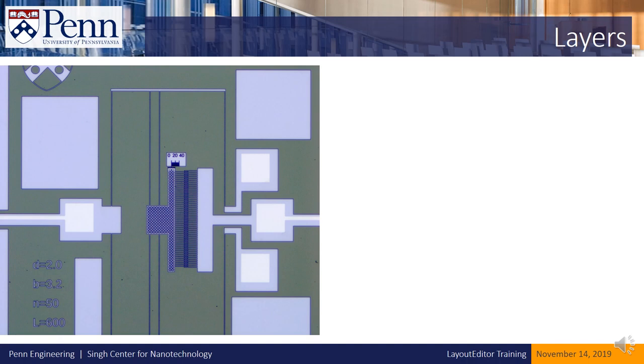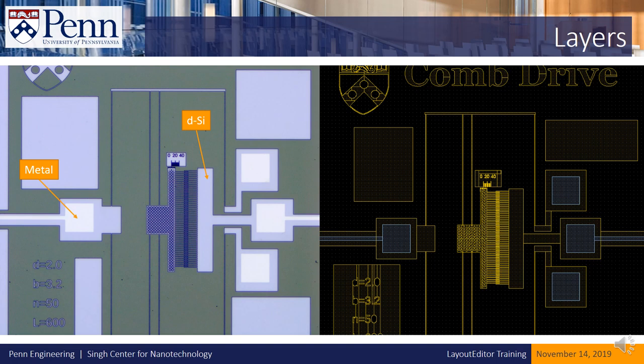The next concept is this concept of a layer. To understand layers, let's look at a real example. This is a device made at the QNF using the design from the previous slide. First, this white-looking material is some metal, and this purplish-looking material is device silicon. In the design, that corresponds to these two layers. The process was designed so that layer 2 from the CAD ended up as metal on the wafer, and layer 1 from the CAD ended up as device silicon.